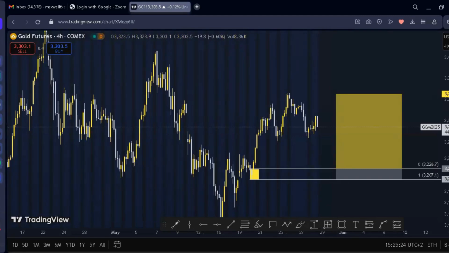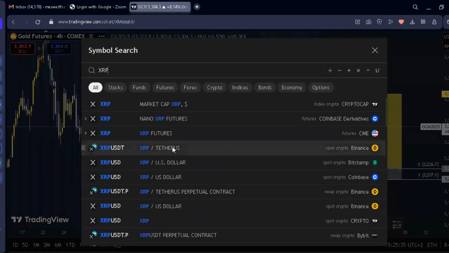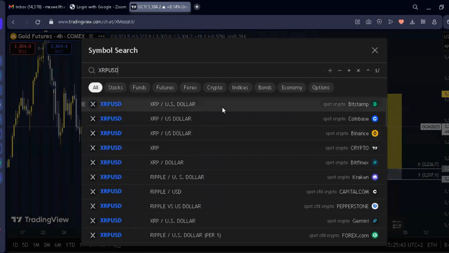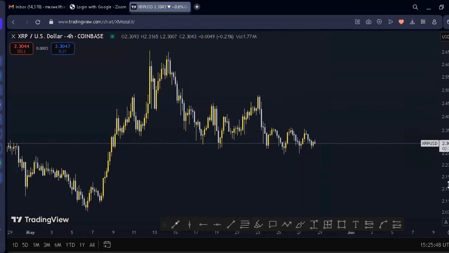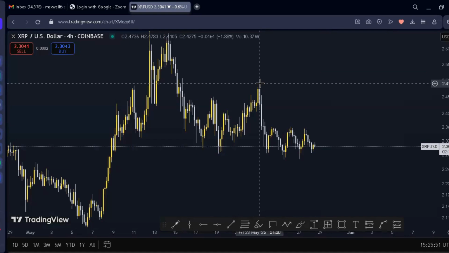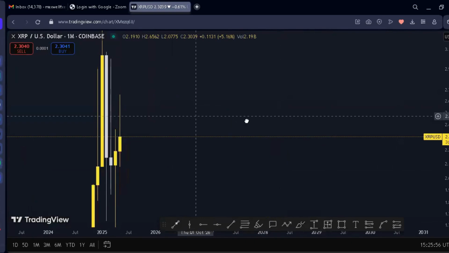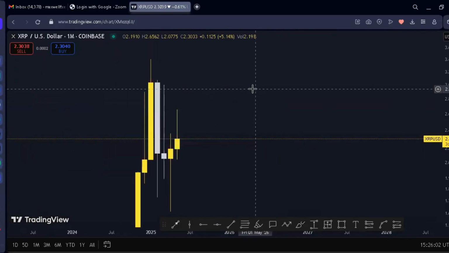What else can we look at? Let's look at a crypto. I don't know if we can look at XRP. Right, there's XRP. So, one strategy, all markets, supply and demand. That is the invisible hand that controls price.